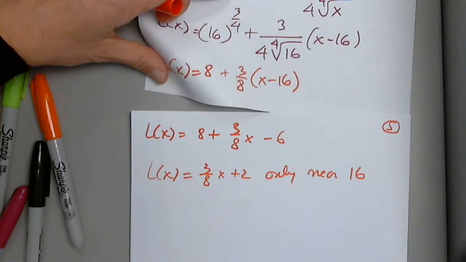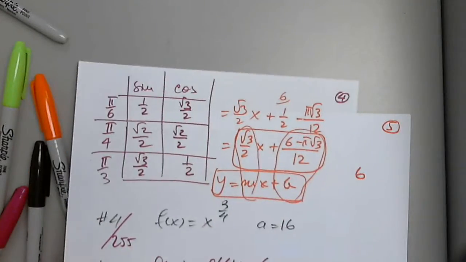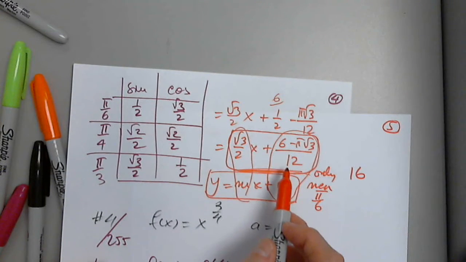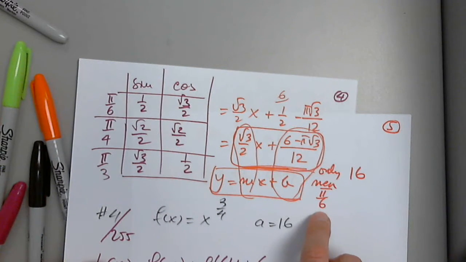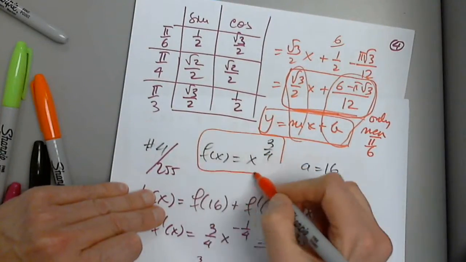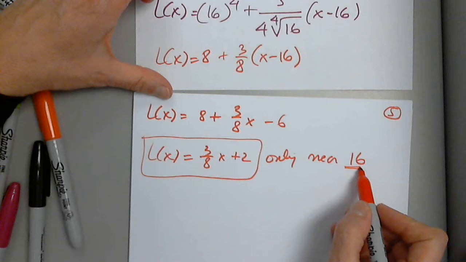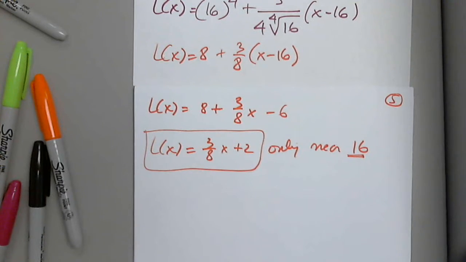I should have written the word "near" here before, in the previous example, just to make sure we understand. This was only near pi over 6. This equation will not work for any other point, but only near pi over 6. The same thing here. I can approximate this function using this function only if you're asking me to evaluate it near 16. If you say use this function and evaluate at 21, or 20.3, I will say I can't. It's too far. Does that make sense?